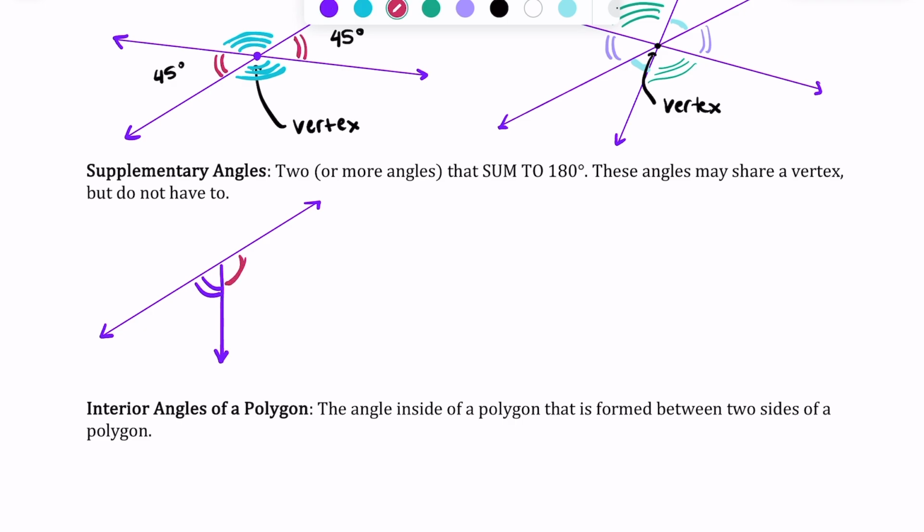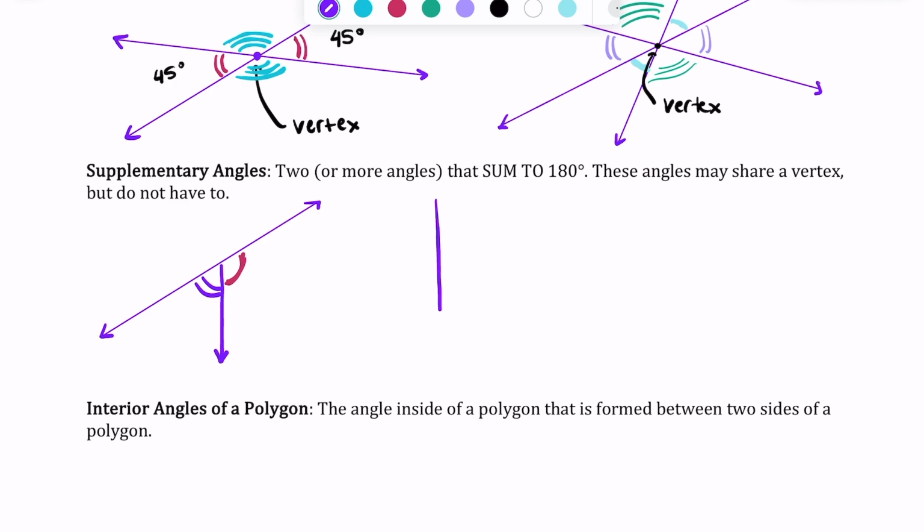These two angles create a supplementary pair. They add to 180 degrees. Together they form a straight line. Now, this is very true. They can share a vertex, but they don't need to share a vertex.